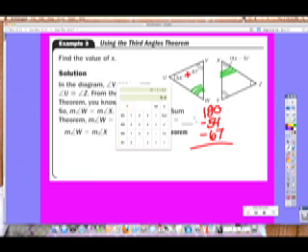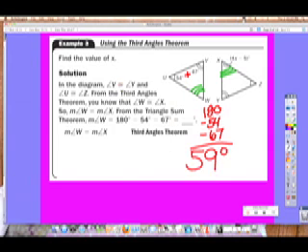Sure. All right, so that one's 59. Then this one has to be 59 too. So let's just set it up. Do a little algebra. So we've got 59 equals 4x minus 5. Okay, so add 5 to both sides. We get 64 equals 4x. Divide by 4. What is it? 16?